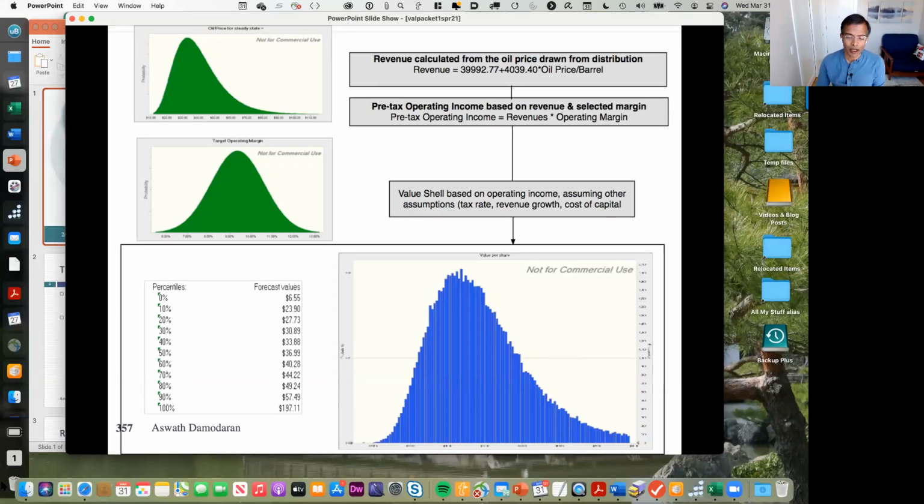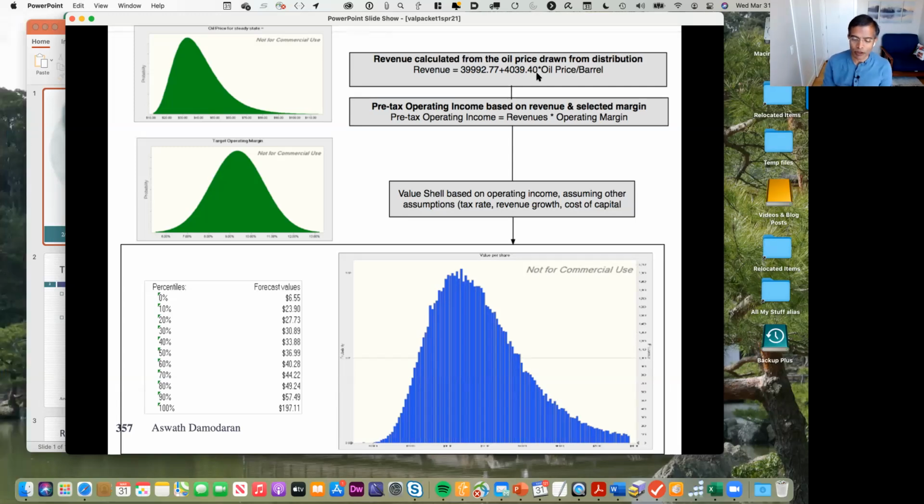So here's how the simulation works. The computer goes and picks an oil price out of that distribution. Let's say on the first run, it picks $52 a barrel. I estimate the revenues based on the regression. With $52 a barrel, I get high revenues. I get operating income, cash flows, I value the company. Then the computer goes and picks a second price, $35 a barrel.